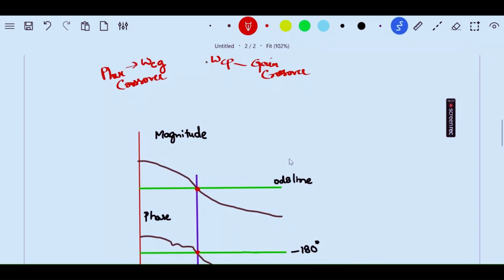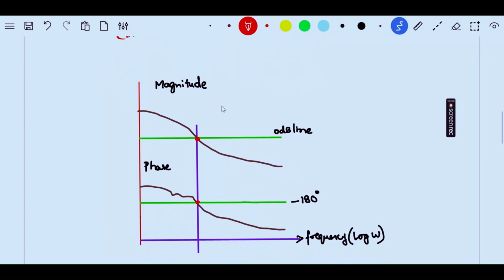Now we have one more condition which we normally see, which is called condition 3. What is condition 3 here is, you see that the magnitude meets at 0 dB and the phase meets at minus 180. They form the same vertical line. They both meet at the same single frequency point. So this condition says that omega Cp and omega Cg are equal. This is omega Cp and the same point is also omega Cg. Therefore, they both are equal.